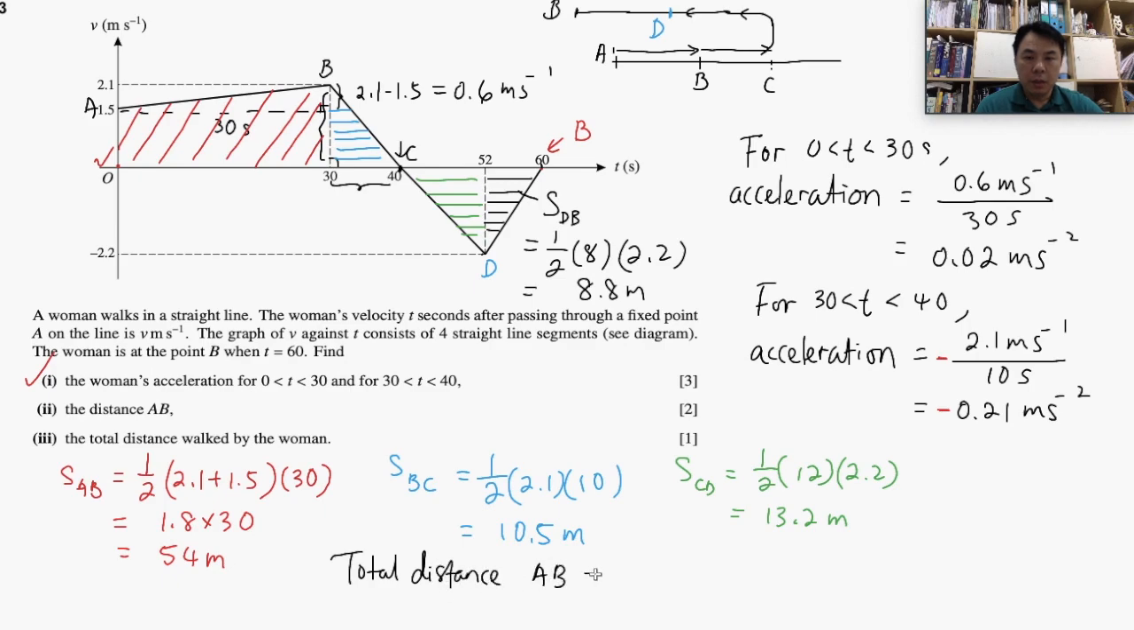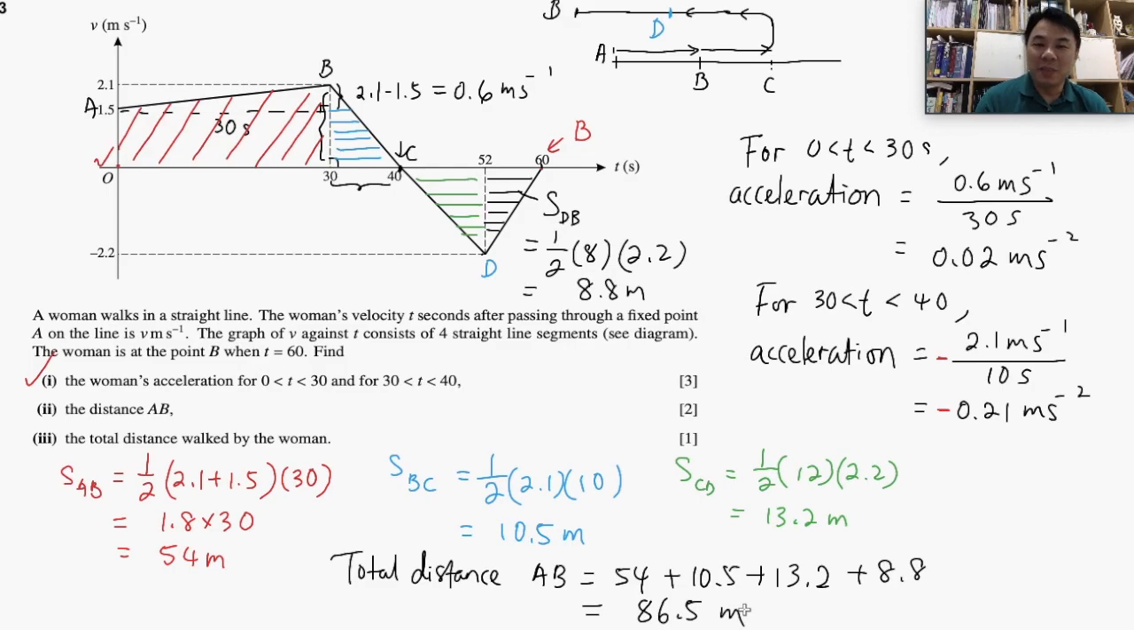AB is given by 54, 10.5, 13.2, and then lastly we have 8.8. And then that would actually give me, let me see, 20, 22 is 32.5. So 32.5, that is 86.5. Hopefully my calculation is correct. So do help me to check there.